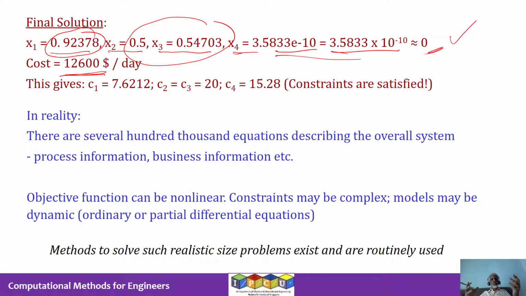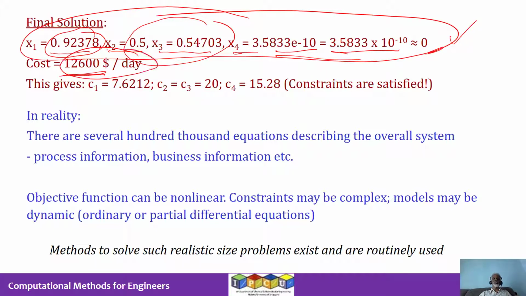Any other solution would give a cost that is either 12,600 or more. It will not be lesser than 12,600. Any other combination of x1, x2, x3, and x4 subject to these constraints will not give a cost of anything less than 12,600 while keeping the environmental regulations respected. When this solution is implemented, the cost is $12,600 per day, and you get C1, C2, C3, and C4 to be these values.